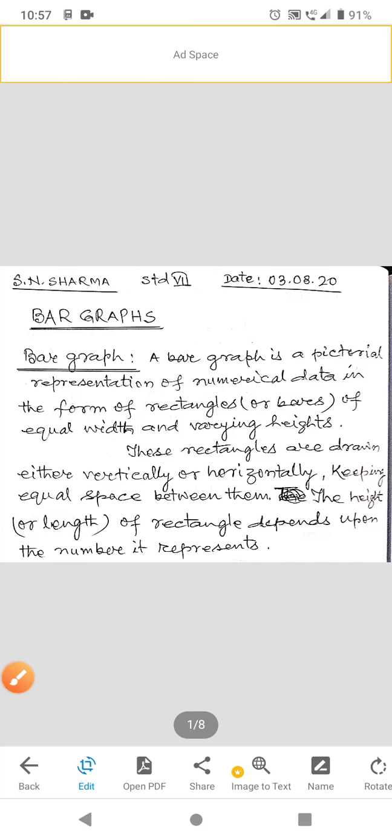Good morning, students. Today I will discuss how to draw bar graphs. A bar graph is a pictorial representation of numerical data in the form of rectangles or bars of equal width and varying heights. These rectangles are drawn either vertically or horizontally, keeping equal space between them. The height or length of a rectangle depends upon the number it represents.